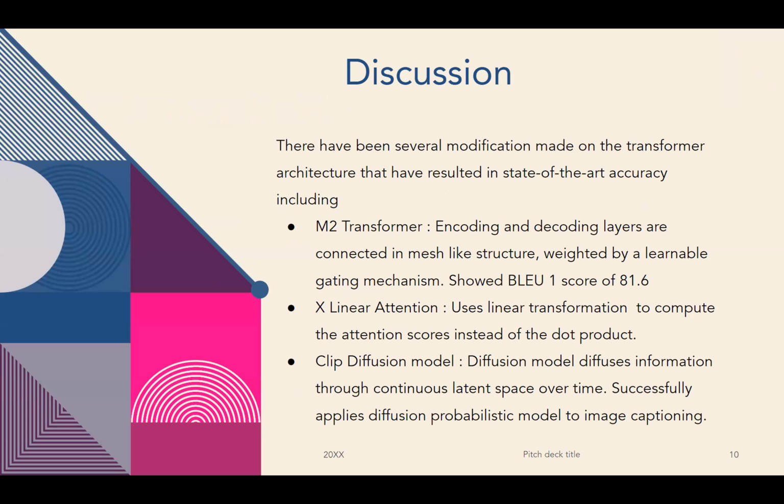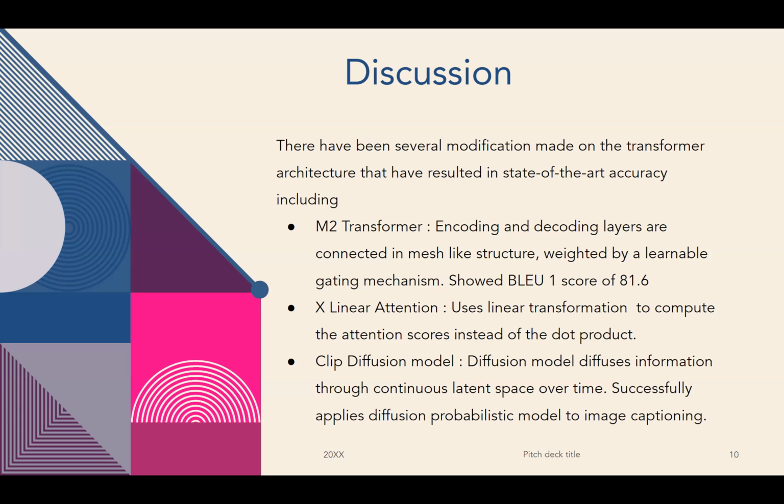Coming to the discussion section, although we have used a vanilla transformer and LSTM attention networks in this work, there have been several modifications made to the transformer through and after 2014. A few of these we have listed and discussed in the paper.